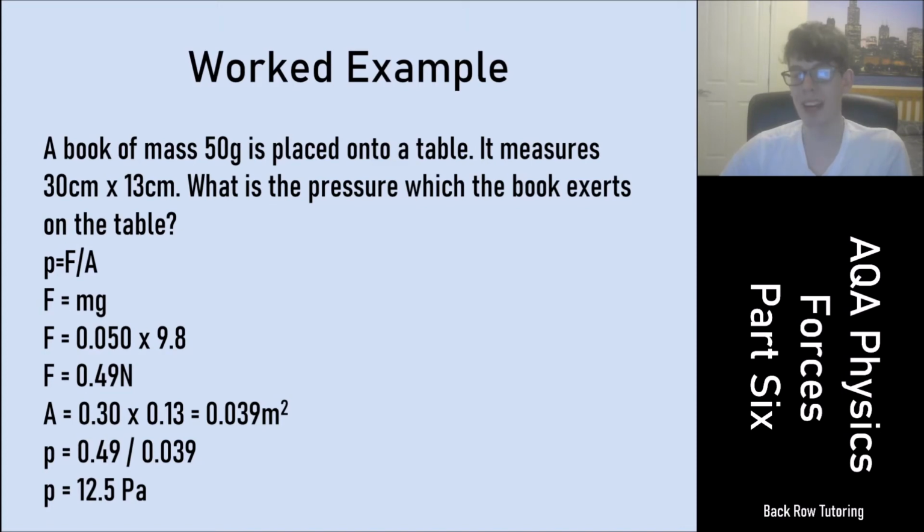Now we need to work out the area, because in the formula for pressure we need force, which we've just got, and we need area, which we still need to work out. So the area is equal to 0.3 times 0.13, and that's because 30 centimetres in metres is 0.3, and 13 centimetres in metres is 0.13. If we multiply these quantities together, we get an area of 0.039 metres squared. So working out the pressure, 0.49 divided by 0.039 gives a pressure of 12.5. And the unit for pressure is pascals. So our final answer is 12.5 pascals.